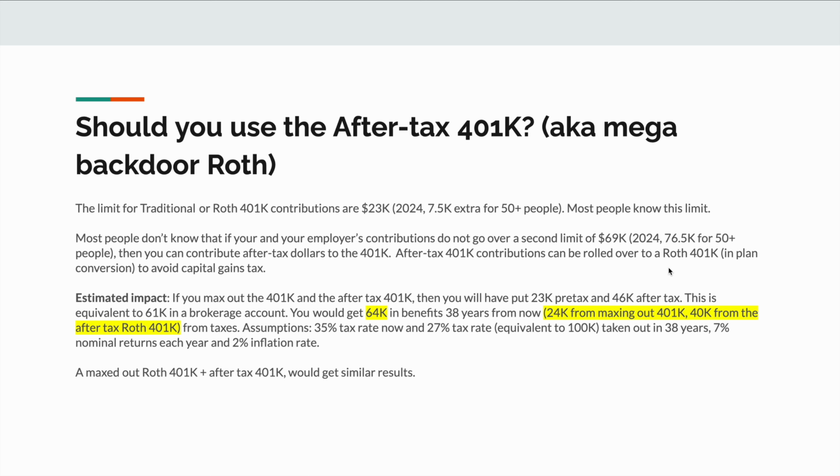Once it's in the Roth IRAs, you've already paid taxes, income taxes on this money. So it gets to grow without having to pay more income taxes when you take it out.